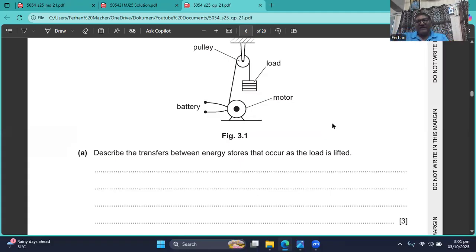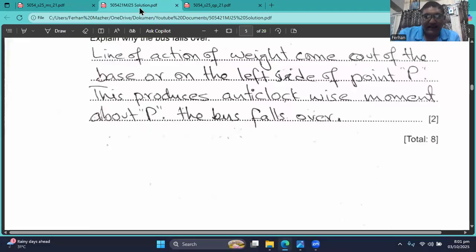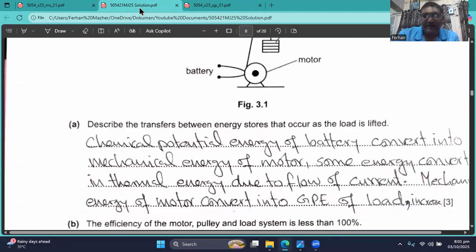The load will be lifted upward. When the load goes upward, its gravitational potential energy will increase. When the load is moving upward, it will have to overcome the air resistance also. So when you overcome the air resistance, some of your energy will also be converted into heat energy. So it's a 3 marks question. Let's see what I have written. Then we will check the marking scheme as well.